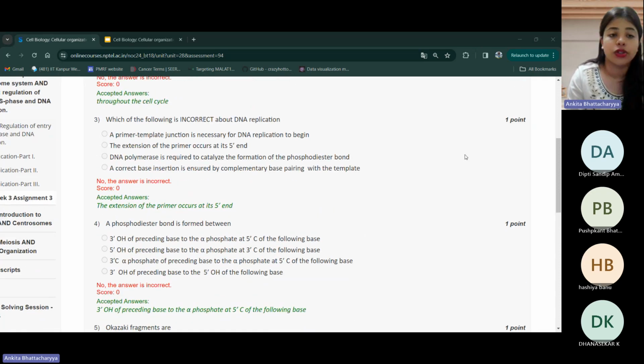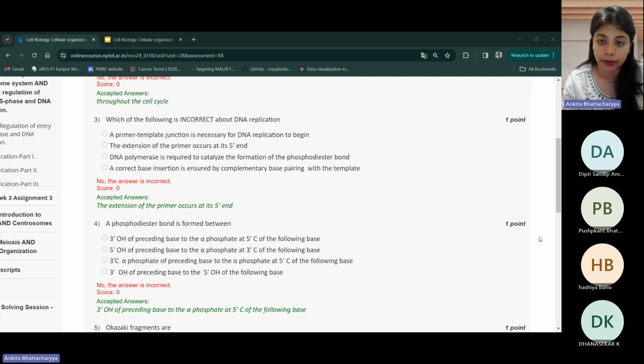Option three, which of the following, sorry, is incorrect about DNA replication? The first option is a primer template junction is necessary for DNA replication to begin. So this is true. If you remember, we had seen that DNA replication, which is being carried out by DNA polymerase, is an enzyme that cannot initiate its activity in an independent manner, which means it cannot start ab initio. That is the terminology which is normally used. So it cannot start from anywhere.